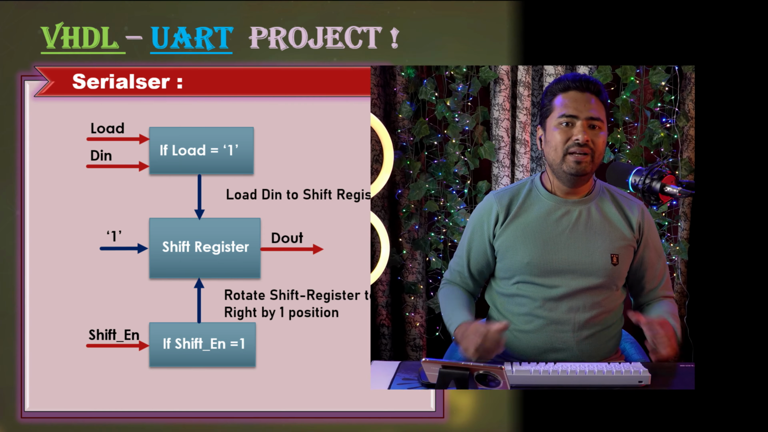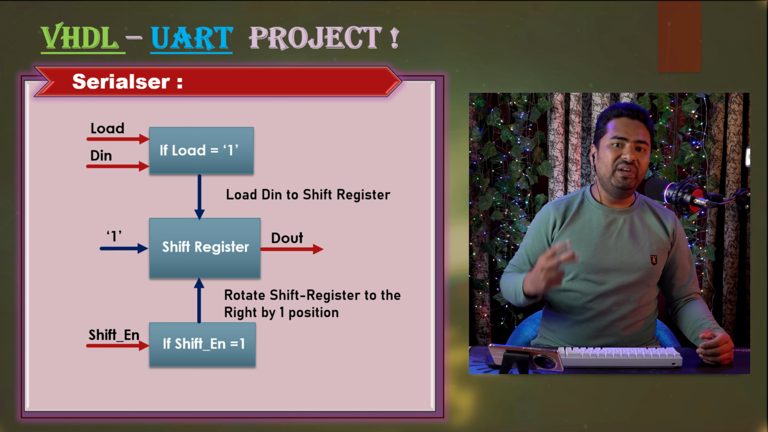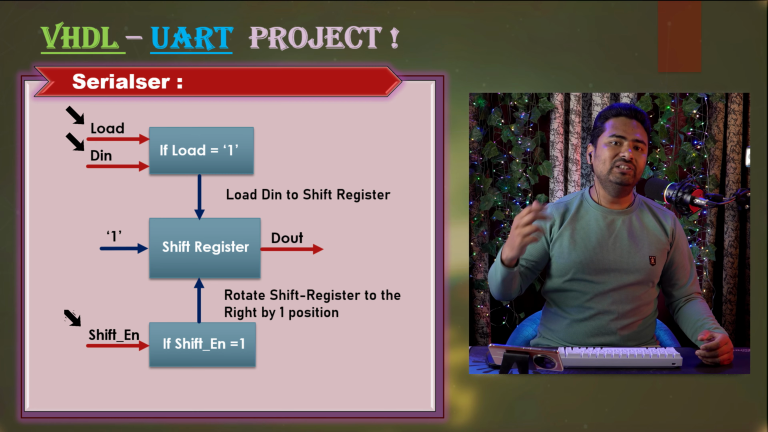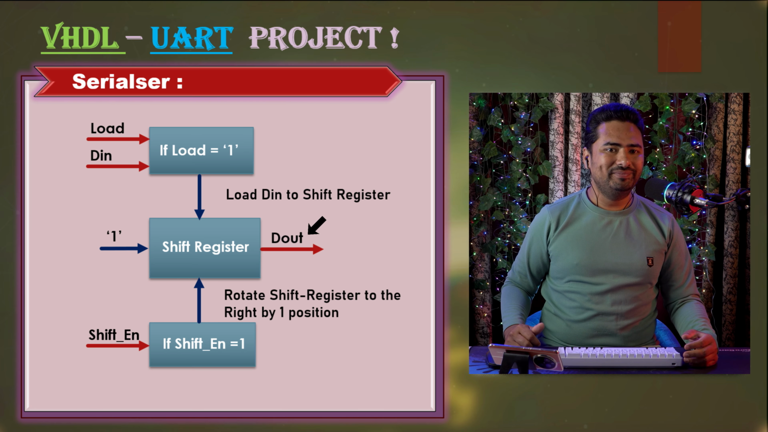Hi, in the last session, we understood the functioning of the serializer module. Now in this session, we will be writing the VHDL code for it. So this is the high level of our serializer module. We have three inputs, load, din and shift enable, and we have one output, dout.